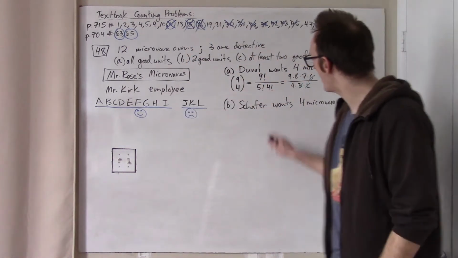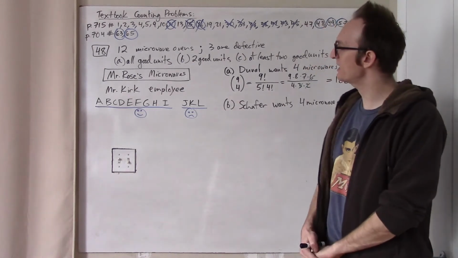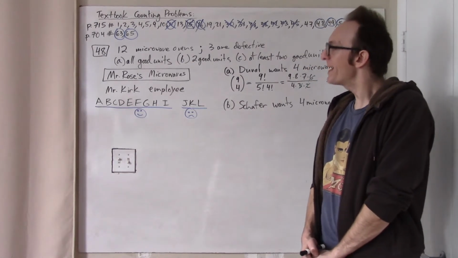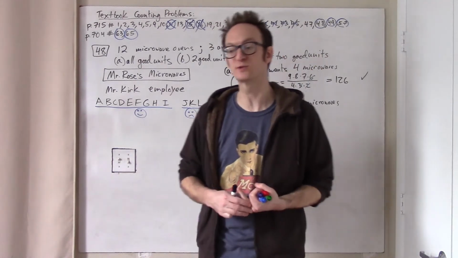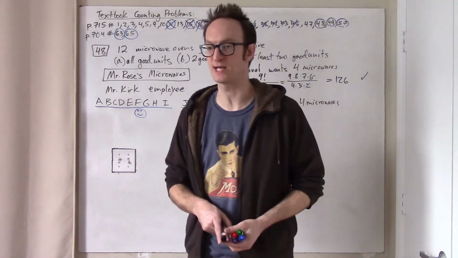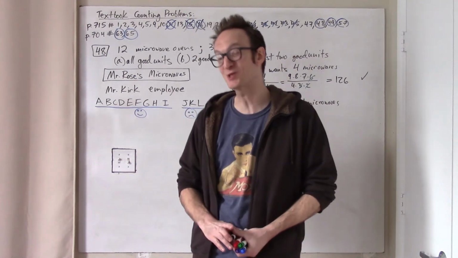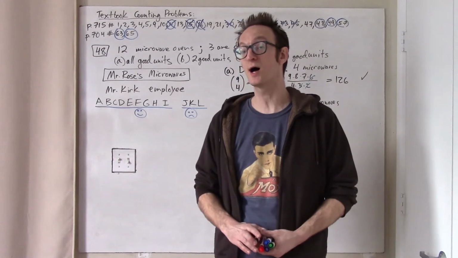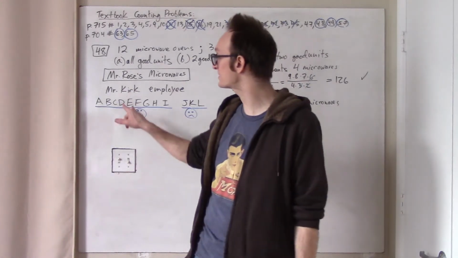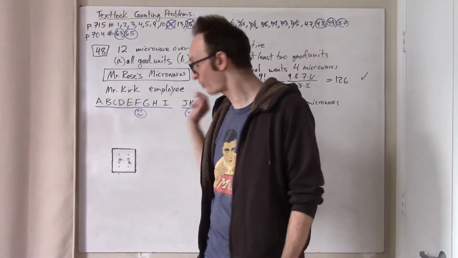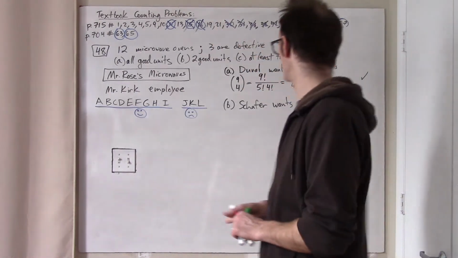Okay, so now the answer to part B is, how many ways? So I've now ordered Mr. Kirk, who's feeling really ethically compromised now, to go down into the basement and to intentionally construct an order of 4 microwave ovens which contain precisely 2 working ones and 2 broken ones. How many ways can he do this?